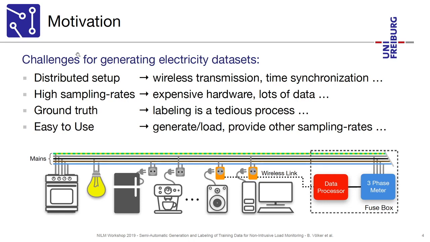We've talked about before, let's call it high sampling rates, even if you don't know what high means. We want high sampling rates so that we cover the largest set of algorithms we can apply to the data set. But this, of course, leads you to have to use expensive hardware, and at the end of the day, you have lots and lots of data, right?